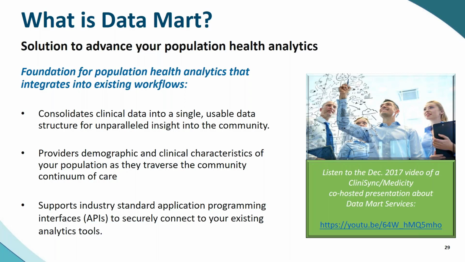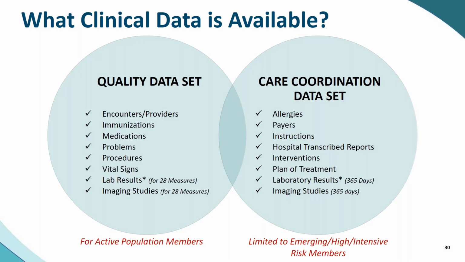We do have a full webinar or a full recording of an overview of the Data Mart that's available at the link that's included on this slide and included in the slides that you can download. Now, Data Mart is really comprised of two distinct data sets. The first we call our quality data set. This is available for your entire patient population. The way we identify that patient population, you give us a list. And this data set's primarily built around 28 HEDIS measures, which we're going to talk more about here in a little bit, but again, this is for all of your patients.